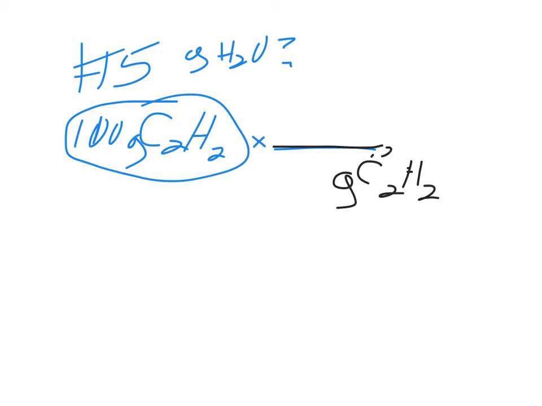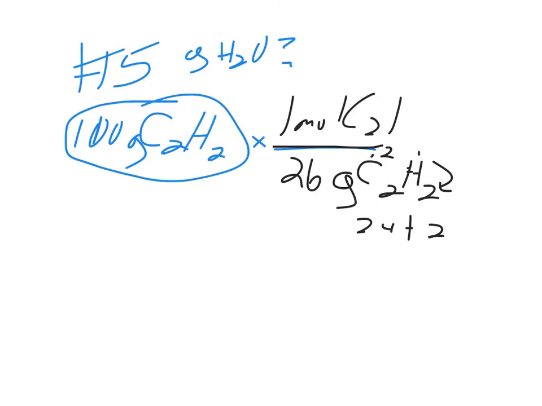12 times 2 is 24. Hydrogen weighs how much? 1 times 2 is 2. So what's my molar mass? 26. Okay, and what's going to be on top? 1 mole of C2H2. And this is going to give you the moles of C2H2. Are we finished? Negative. We're not finished.